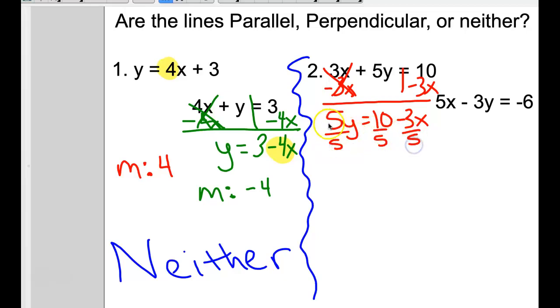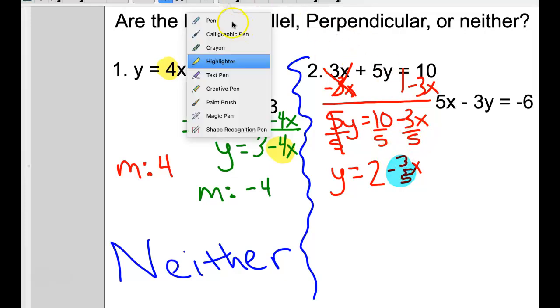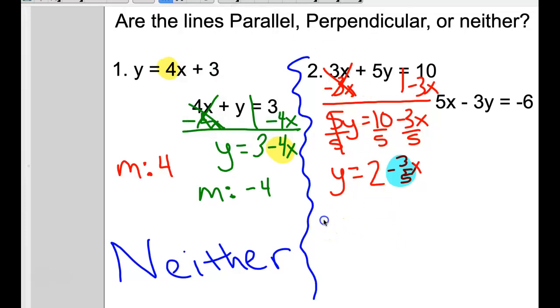We've done this a lot already. When I divide by 5, I'd have y equals 10 divided by 5 is 2. Negative 3 over 5 stays because I can't even simplify it. Negative 3/5 with an x on it. So I know now that that slope is negative 3/5. I'm going to write that out so I see it better. So I know the slope of my first line is negative 3/5.